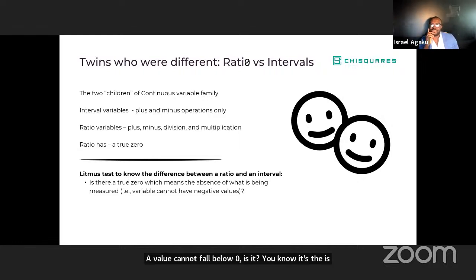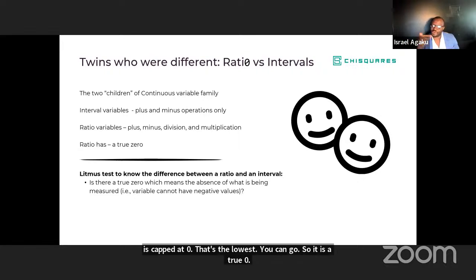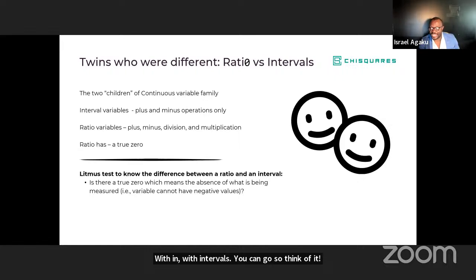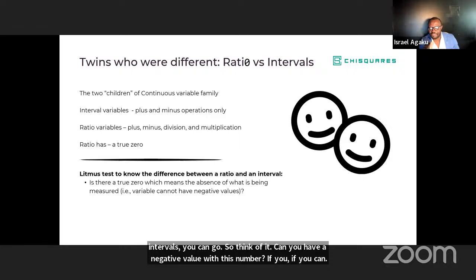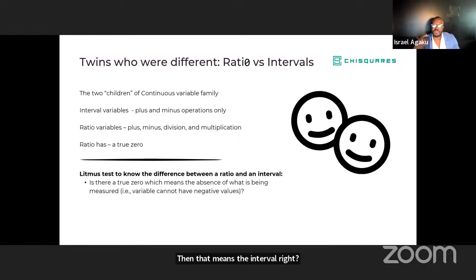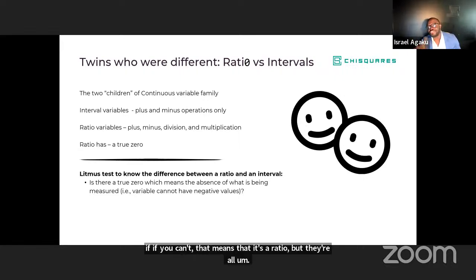So can you say somebody has a height of minus 5 centimeters? That does not make any sense because with a ratio, it is capped at 0. That's the lowest you can go. So it is a true 0. With intervals, you can go below. So think of it: can you have a negative value with this number? If you can, then that means it's an interval, right? If you can't, that means that it's a ratio. But they're all continuous variables.